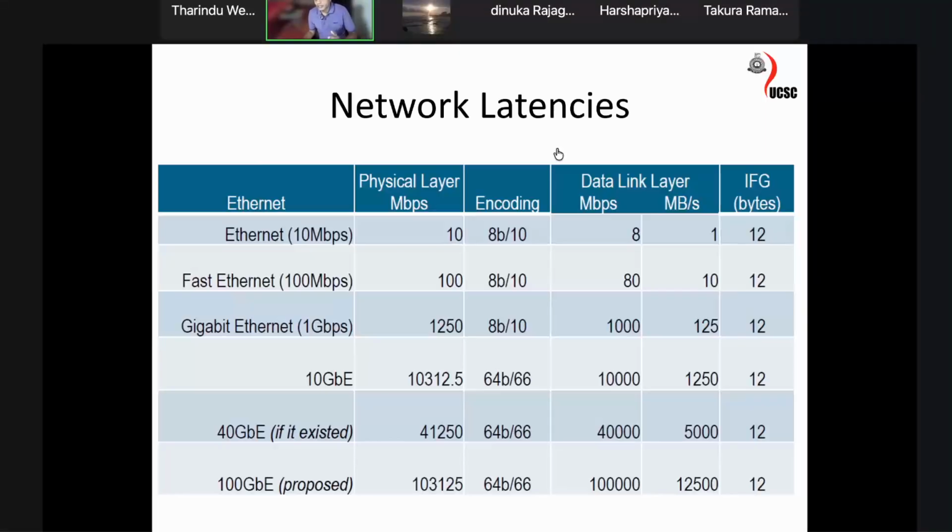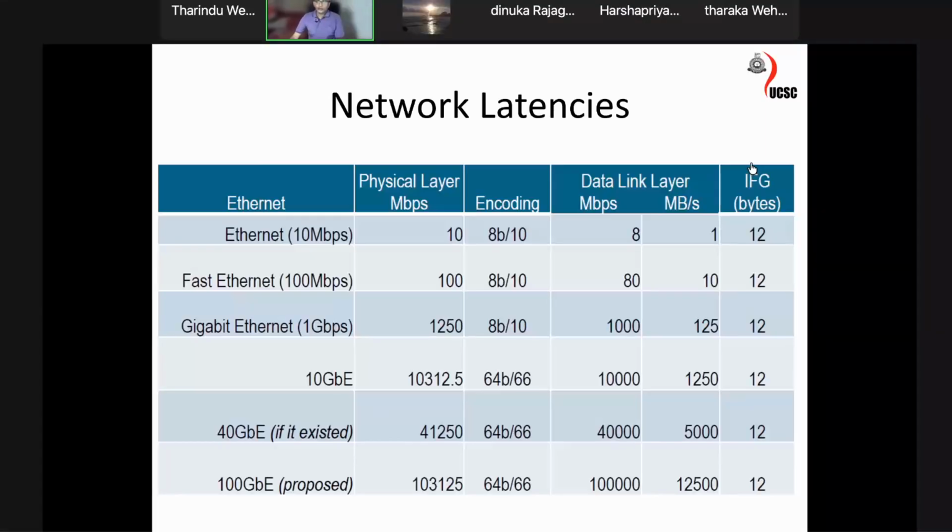Due to this overhead, the realistic bandwidth of the data link layer, the MAC layer, is lower. The data link layer is the second layer and the physical layer is the first layer of OSI. Due to this encapsulation and the encoding overhead, the effective bandwidth at the data link layer is 8 Mbps, even though the standard defines 10 Mbps, you can get a maximum of 8 Mbps due to this overhead.